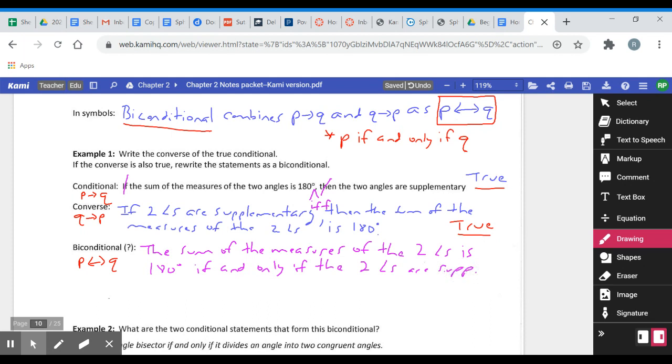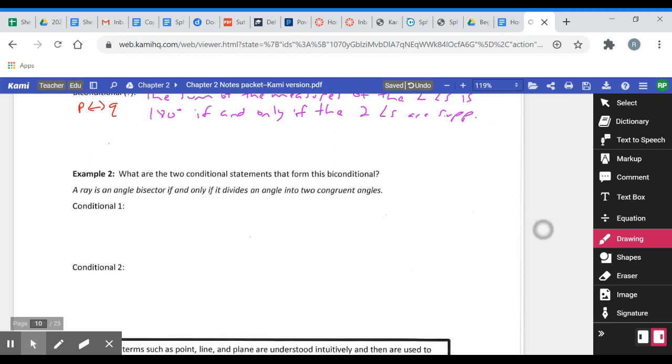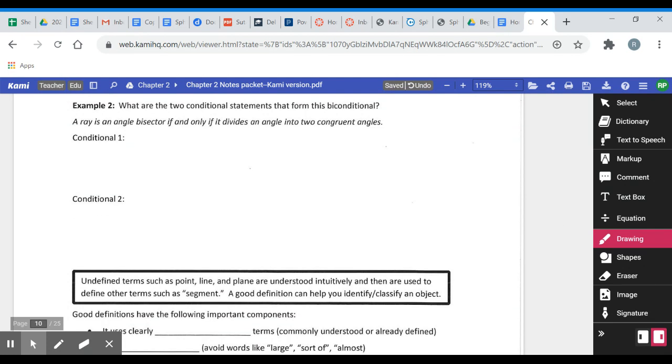I'm just going to abbreviate that as SUPP. Okay, so again, a biconditional, just taking the if and then out, putting if and only if in the middle, and technically it can be in either order because they would both be true. Okay, if we move that up and look at another example, it says, what are the two conditional statements that form this biconditional?